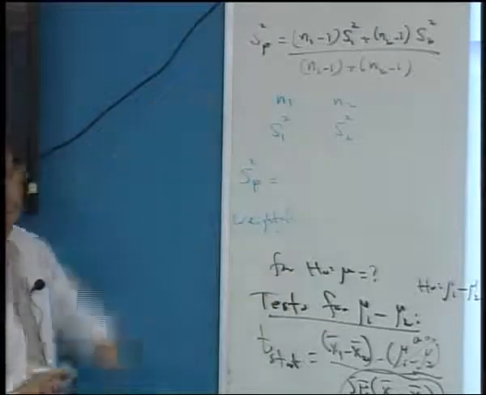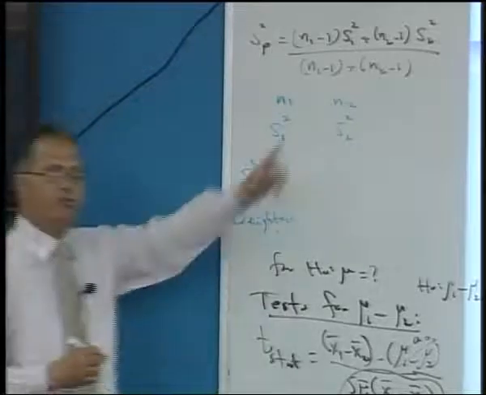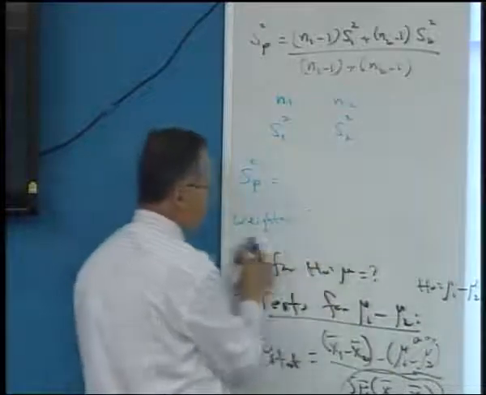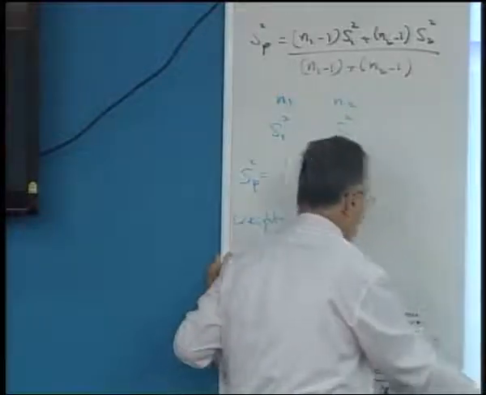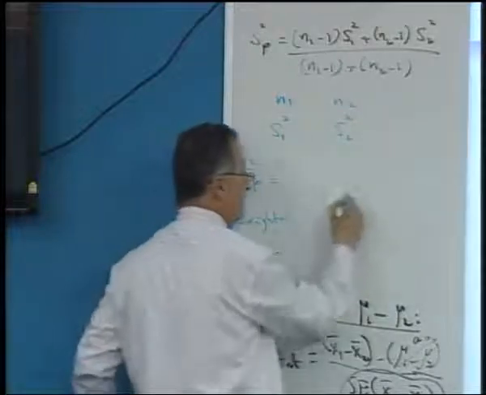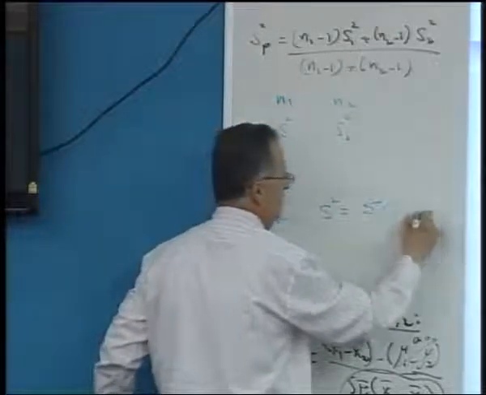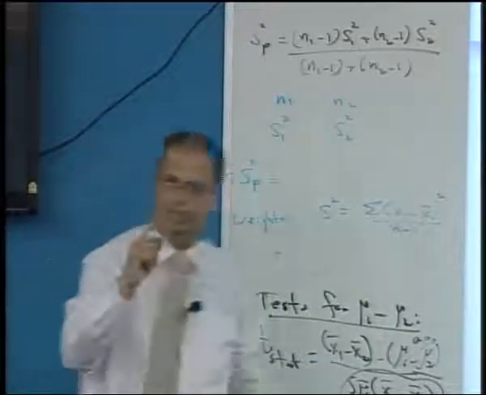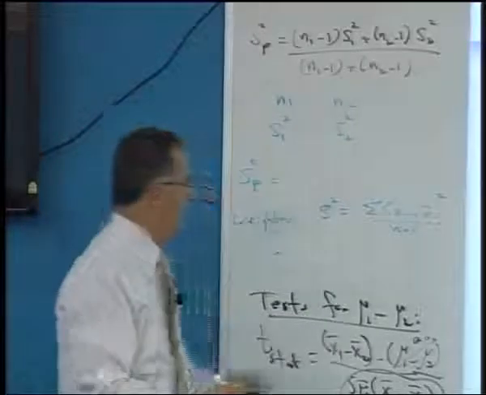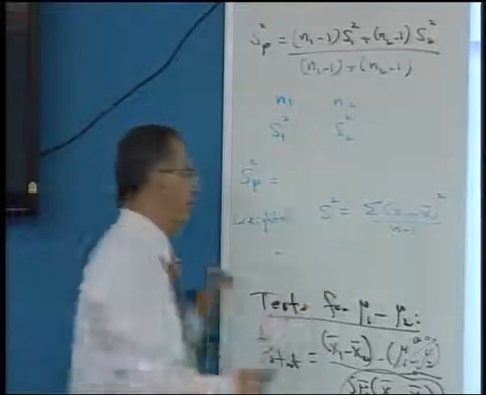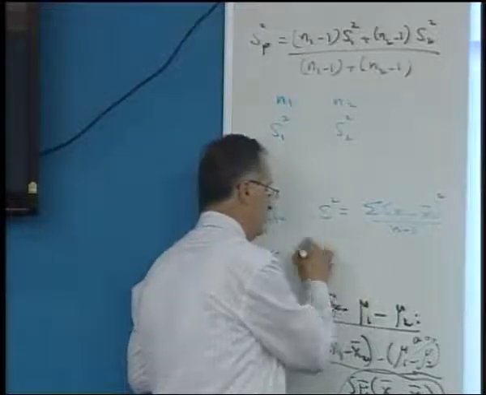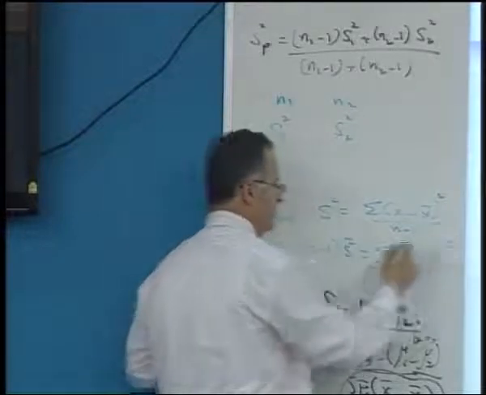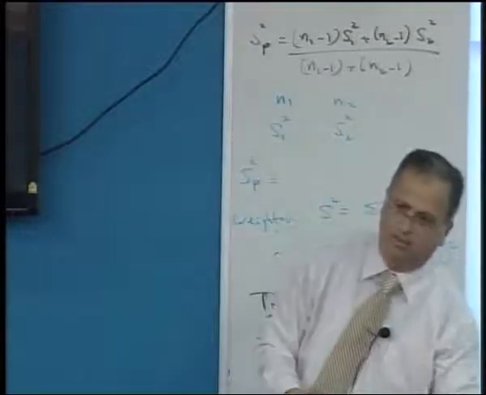Look at this formula: (n1 minus 1) s1 squared plus (n2 minus 1) s2 squared, divided by (n1 minus 1) plus (n2 minus 1). We know that s squared is the sum of (x minus x bar) squared divided by n minus 1, if we have only one sample. Now, just cross multiplying, we get (n minus 1) s squared equals the sum of (x minus x bar) squared. That's for the first sample.